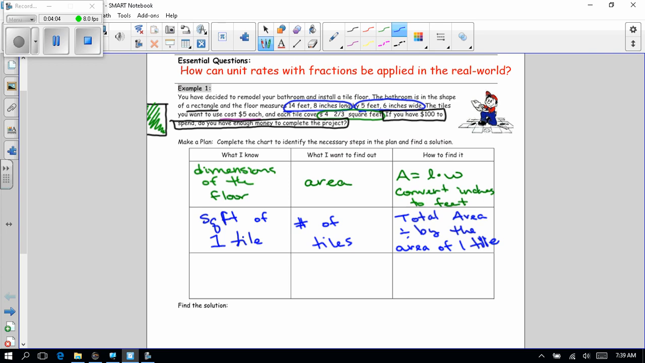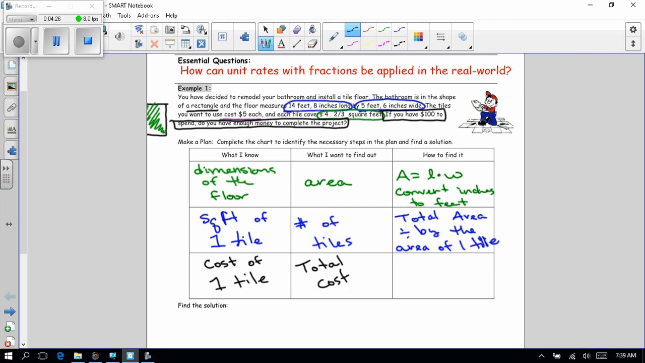But look at the ultimate last question, right? I want to know if I have enough money. So what do I know? I know how much it costs. I know the cost of one tile. What do I want to find out? I want to know the total cost.